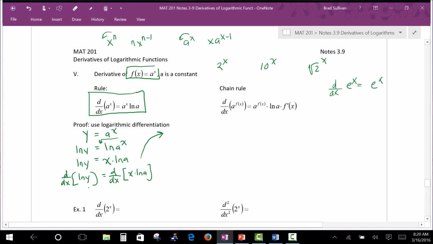All right, so what is the derivative of ln y? There you go: 1 over y times dy over dx. That's a chain rule, because the variables don't match. Now, when you do this derivative here, you may be thinking product rule, which would work, but it's not necessary. ln of a is a constant, so it comes out of the derivative, and you can just write this as ln of a times this.